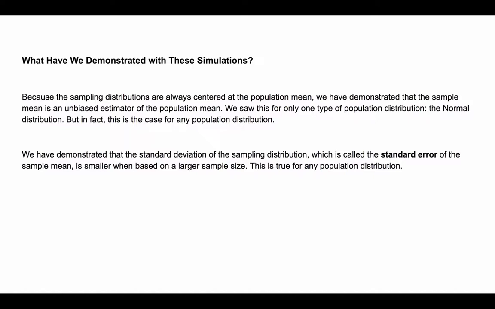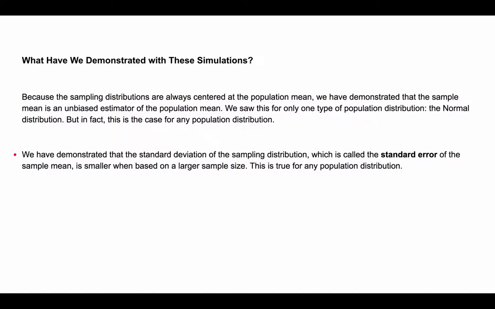What have we demonstrated with these simulations? Well, because the sampling distributions are always centered at the population mean of 91, we have demonstrated that the sample mean is an unbiased estimator of the population mean. We saw this for only one type of population distribution, the normal distribution, but it turns out this is the case for any population distribution. We'll see this in another video.